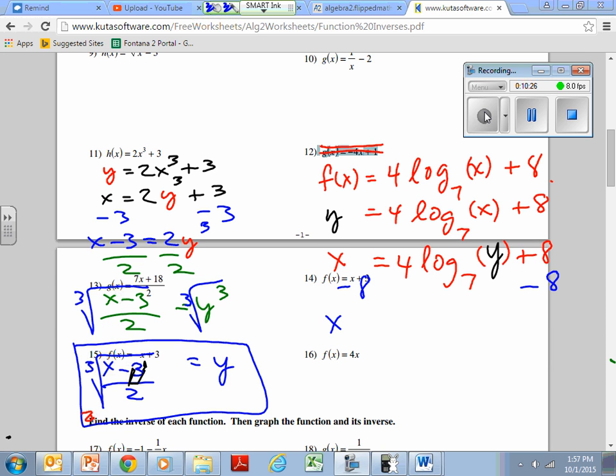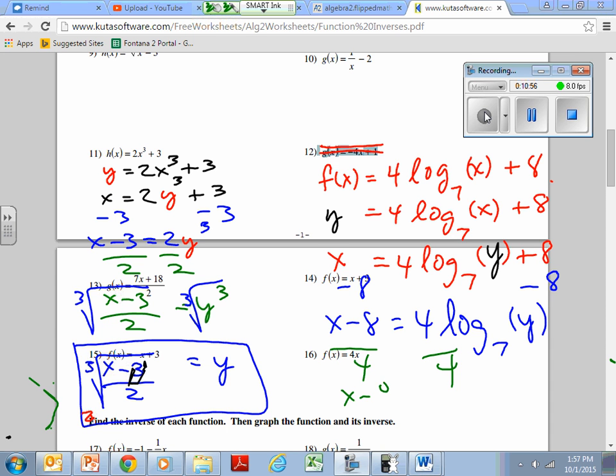All right, here comes the log. I'm going to divide that 4 on both sides. I can't even believe they have kids going to school doing this. I must be doing it wrong. It just doesn't make any sense. I'm just doing stuff for the heck of it. All right, here goes. What do we have left? We have x minus 8, all over 4, I guess.